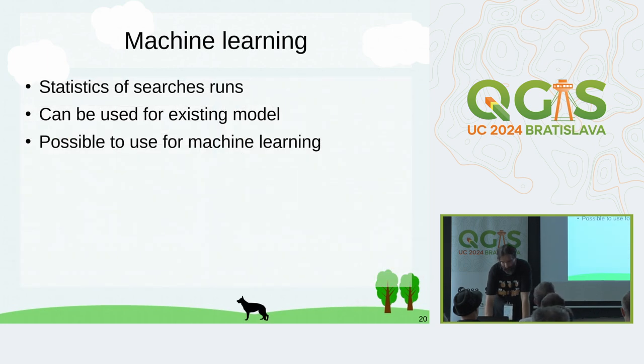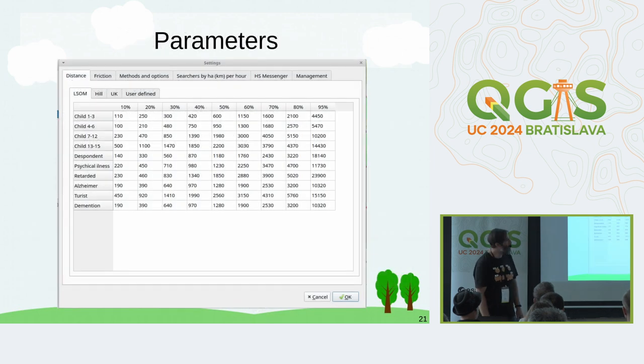And we hope that in the future there will be some machine learning model that can help us predict where the lost person could be found. But for now, we don't have enough cases to even start machine learning. We can't even start statistics, because we have maybe 100 cases for now. It's really not enough to compute good statistics. So for now, we are still using Australian statistics for the Czech Republic. This is the Australian statistics that we use. It's from maybe 10,000 cases or something like this. I don't remember the exact number.